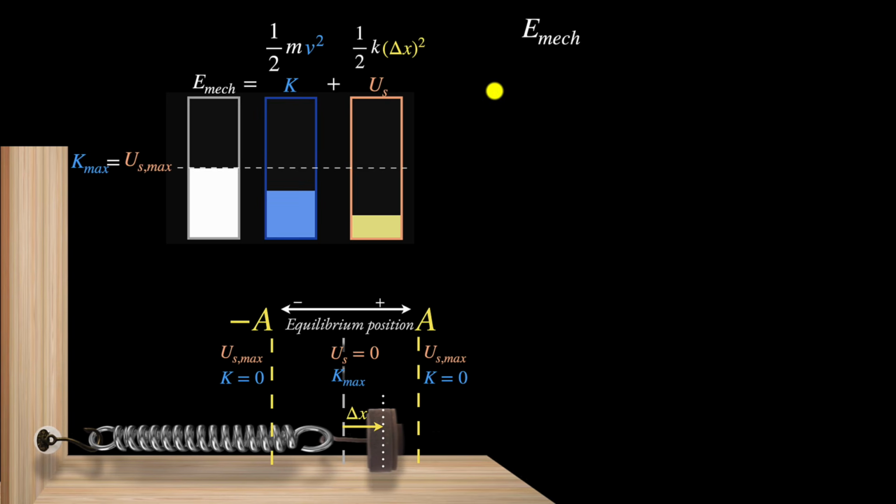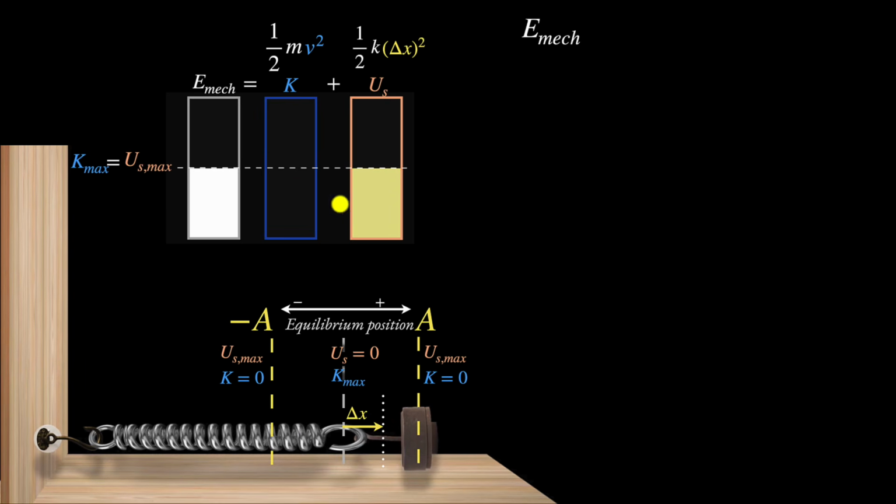And that will be useful because when will you get maximum potential energy? When the mass is at this location, which means when delta x is A. So when I plug delta x as A, I get maximum potential energy. So my mechanical energy, which is the same as maximum potential energy, is half K A squared. This is the maximum. This is my mechanical energy.